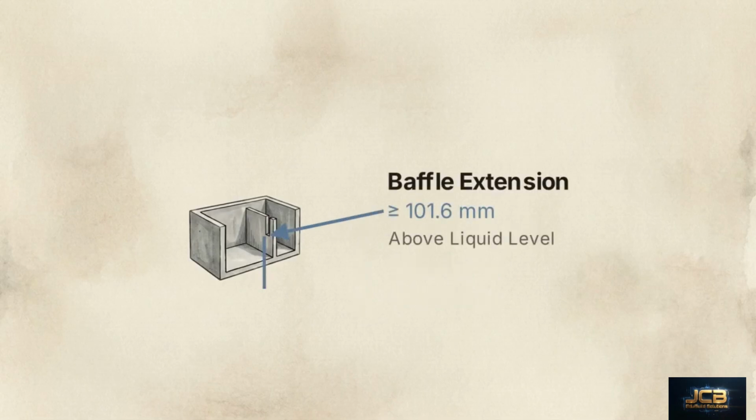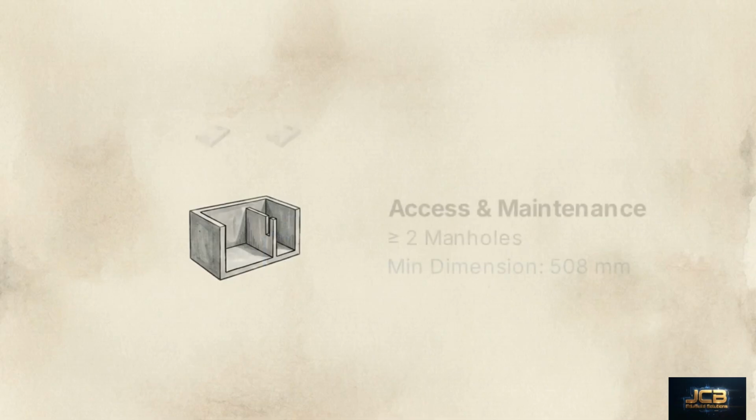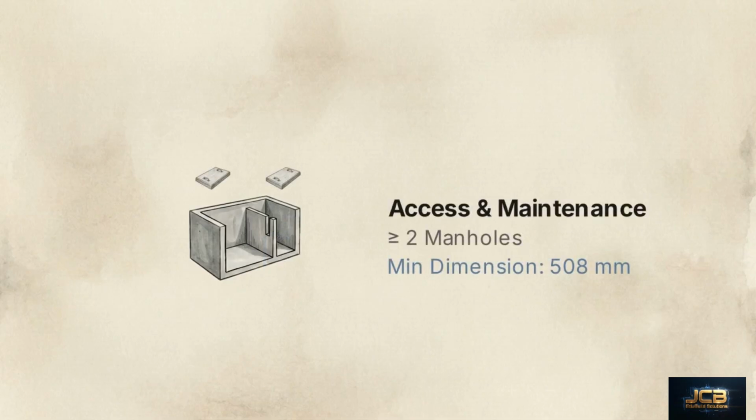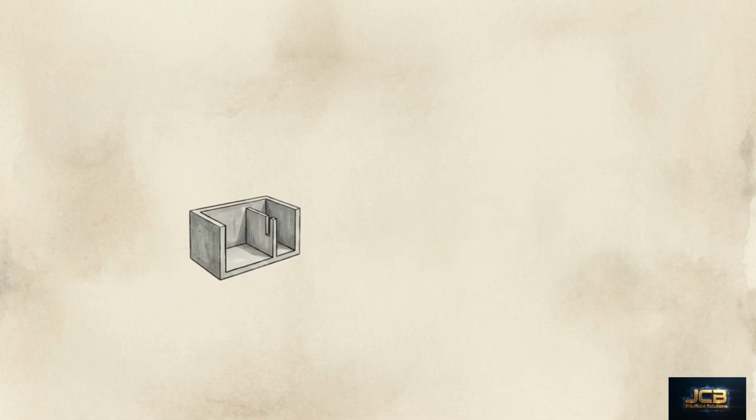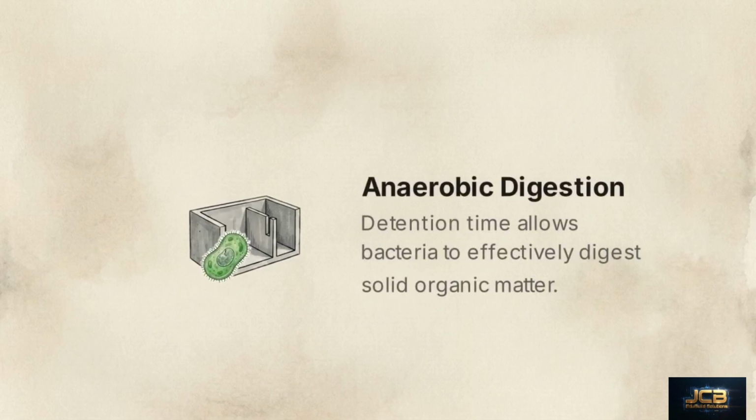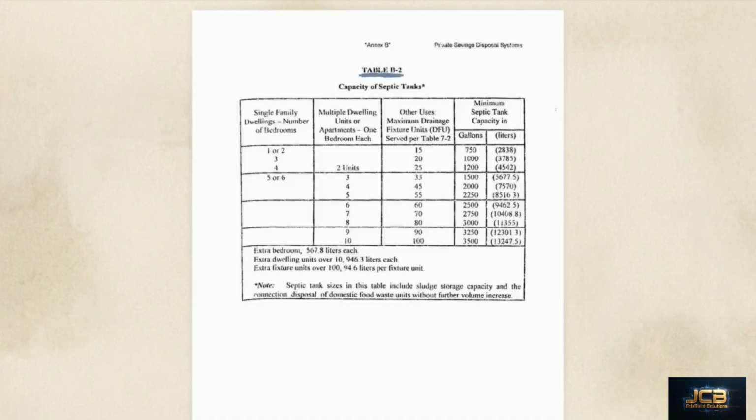Inside, the liquid depth cannot drop below 0.6 meters, nor can it exceed 1.8 meters. To maintain proper flow, partitions or baffles between the compartments must extend at least 101.6 millimeters above the liquid level. For access and maintenance, you must provide at least two manholes, each with a minimum dimension of 508 millimeters, positioned over the inlet and outlet. These internal proportions are deliberate. They guarantee enough detention time for anaerobic bacteria to effectively digest solid organic matter before the clarified effluent escapes into the secondary system.